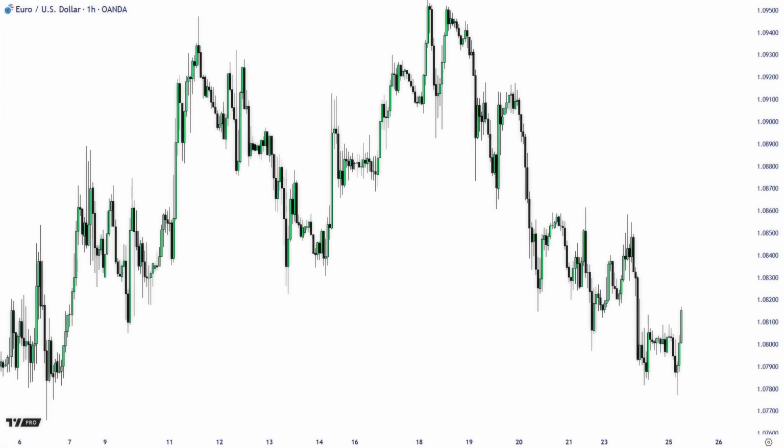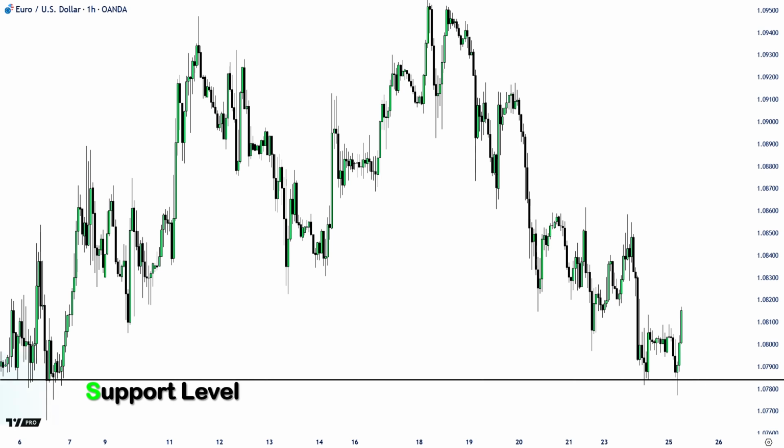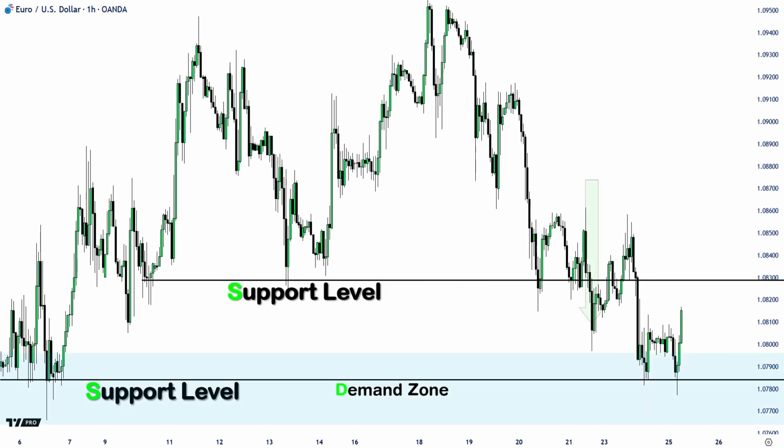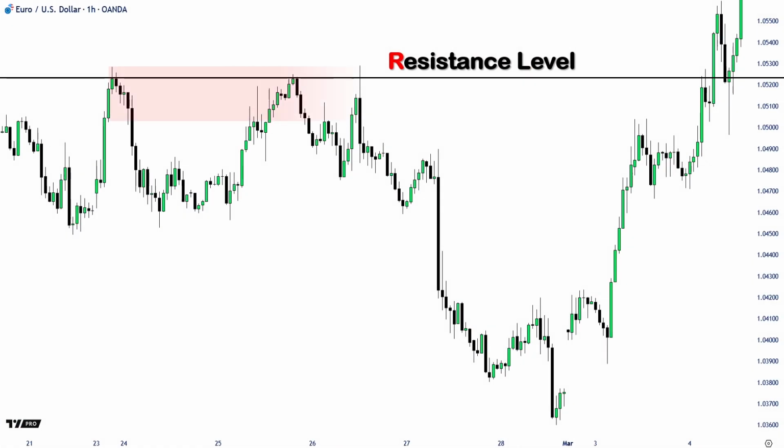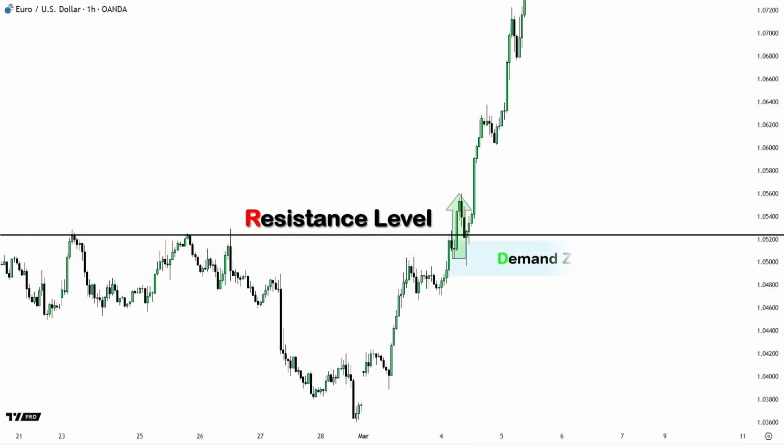When trading, you may have noticed that certain price levels trigger strong market reactions. These levels are known as support and resistance. A support level also acts as a demand zone as long as the price remains above it. If the price breaks below a support level, it transforms into a supply zone. Similarly, a resistance level functions as a supply zone until the price stays below it. Once broken, it becomes a demand zone.